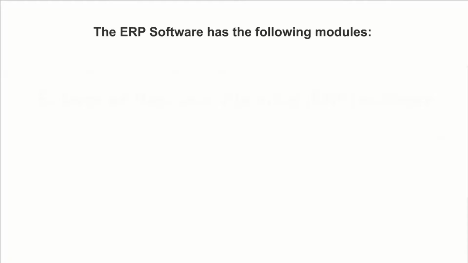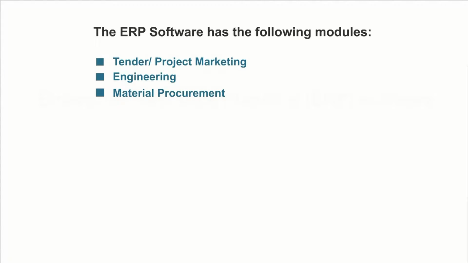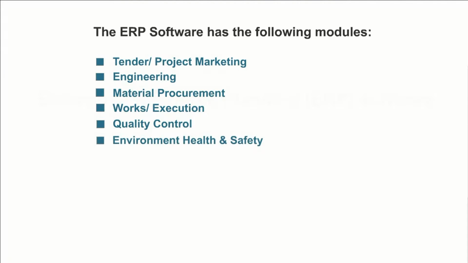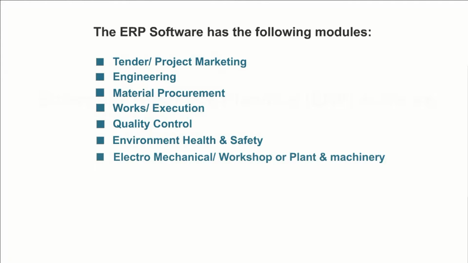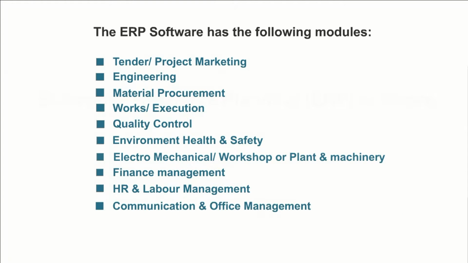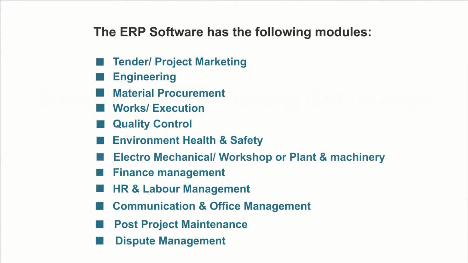The ERP software has the following modules: tender or project marketing, engineering, material procurement, works or execution, quality control, environment, health and safety, electromechanical or workshop or plant and machinery management, finance management, HR and labor management, communication and office management, post-project maintenance, dispute management.